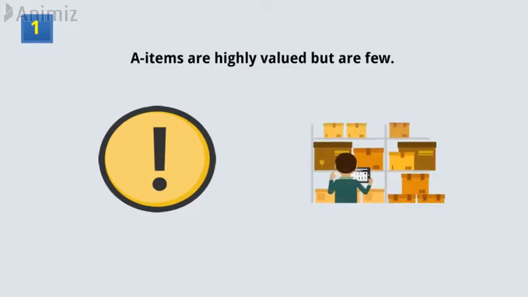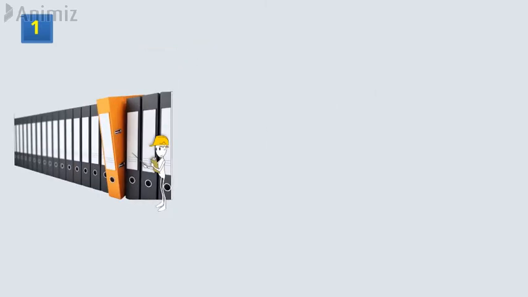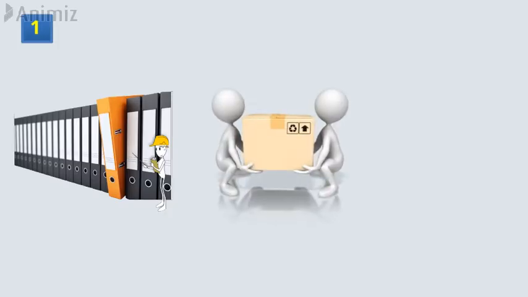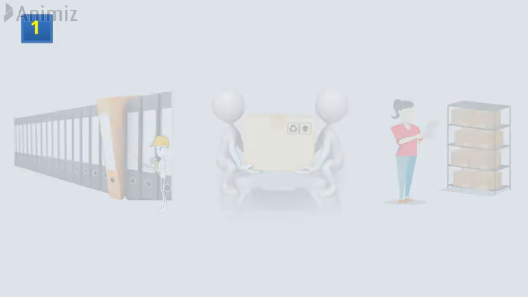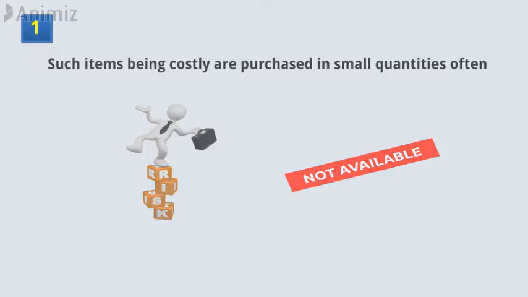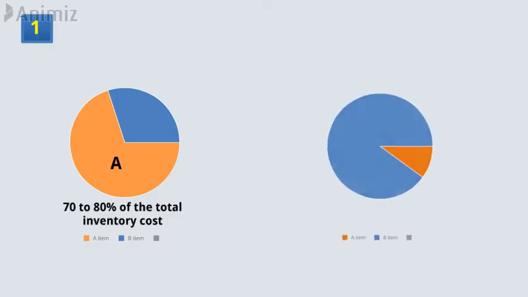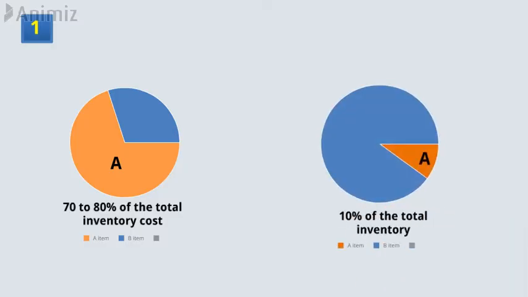Number 1. A items are highly valued but are few. They need careful and close inventory control. Such items should be thought of in advance and purchased well in time. A detailed record of their receipt and issues should be kept, and proper handling and storage facilities provided for them. Such items being costly are purchased in small quantities often, and involve little risk of non-availability. A items account for 70 to 80% of the total inventory cost, and they constitute 10% of the total inventory.